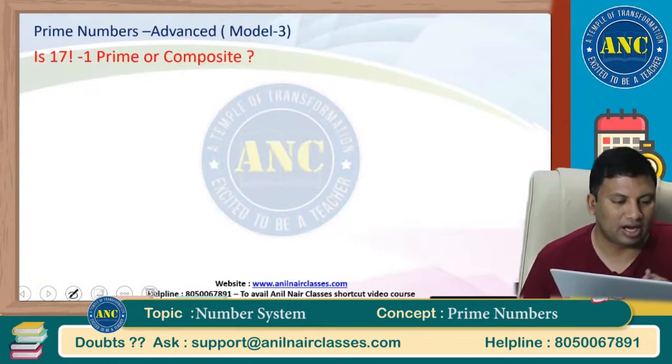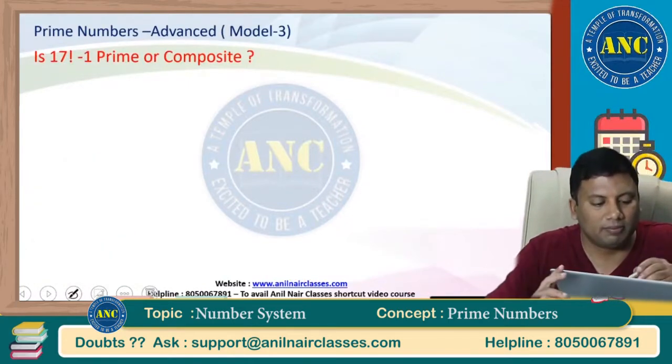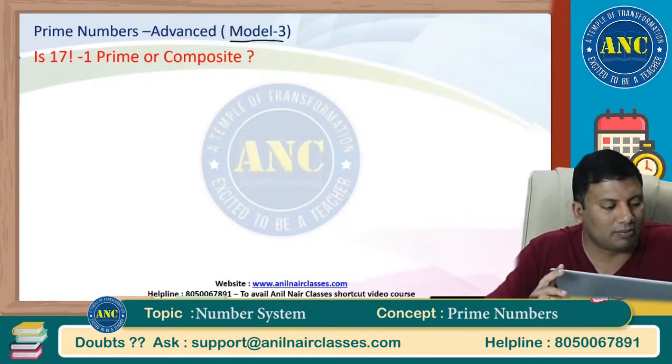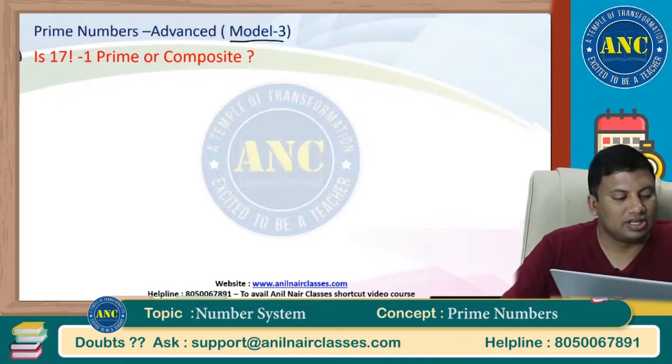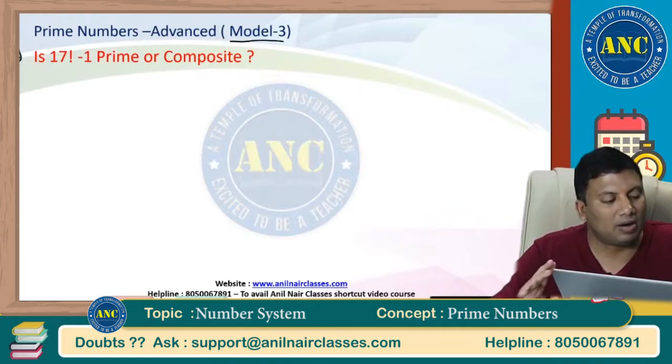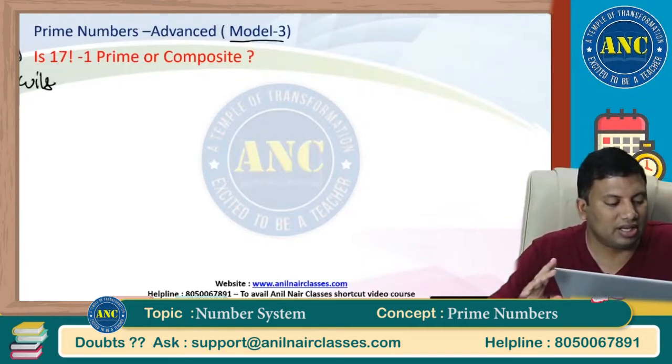Next one, another good question, sir. Prime numbers, model number 3. Question number 3: is 17 factorial minus 1 a prime or a composite number? Wilson's theorem. By using Wilson's theorem, you can solve this question very, very fast.